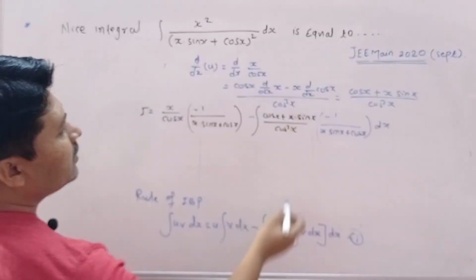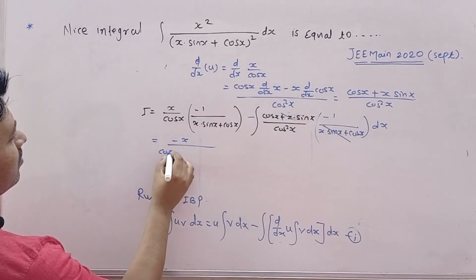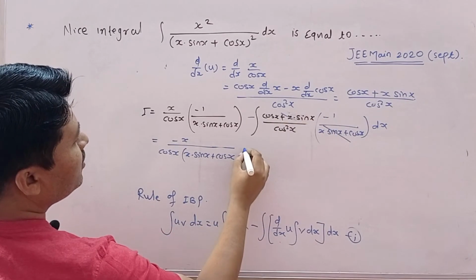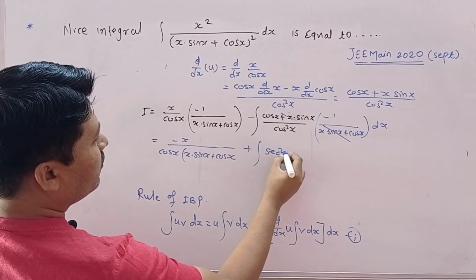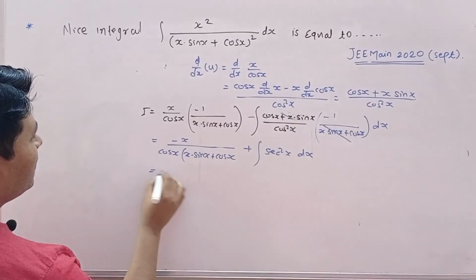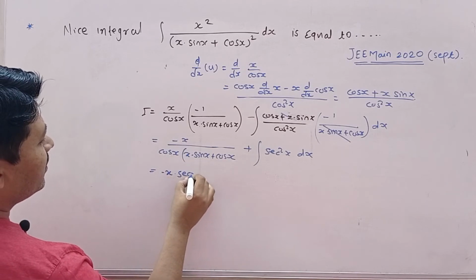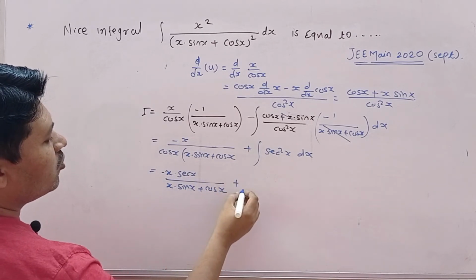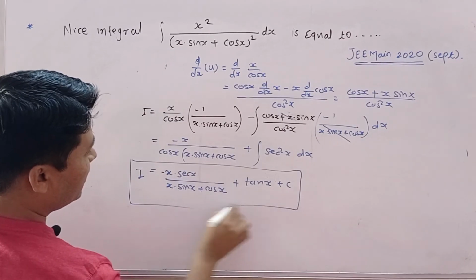Now observe that these two terms are the same and cancel, and we get minus x upon cos x times (x sin x plus cos x), and minus minus becomes plus, then the integration of 1 upon cos squared x, which is sec squared x, dx. So the final solution is minus x times sec x, divided by (x sin x plus cos x), plus the integration of sec squared x, which is tan x, plus a constant of integration. This is my solution.